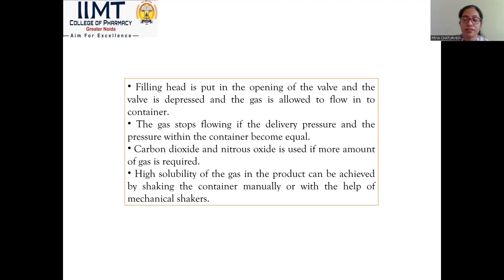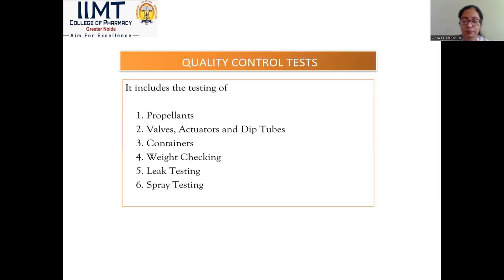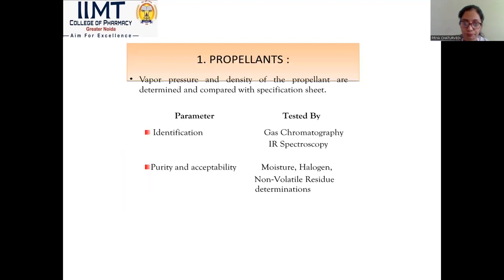High solubility of gas in the product can be achieved by shaking the container manually or with the help of a mechanical shaker. Now coming to the quality control test. It includes the testing of propellant, valve, actuator, dip tubes, containers, weight checking, leak testing, spray testing.